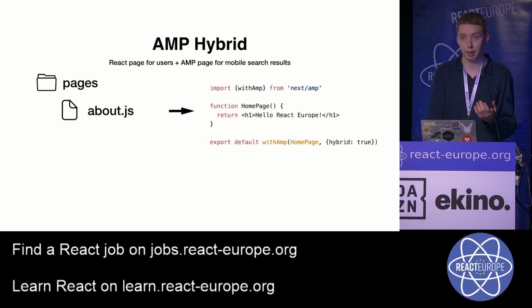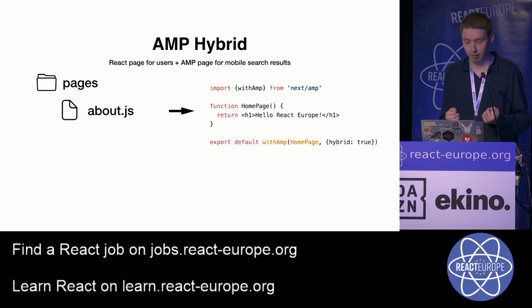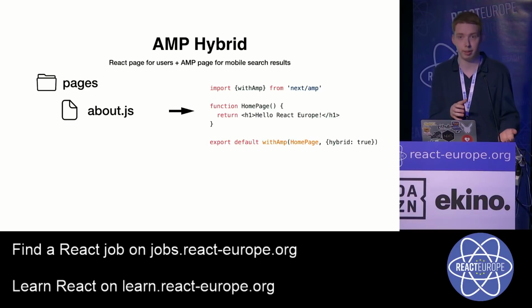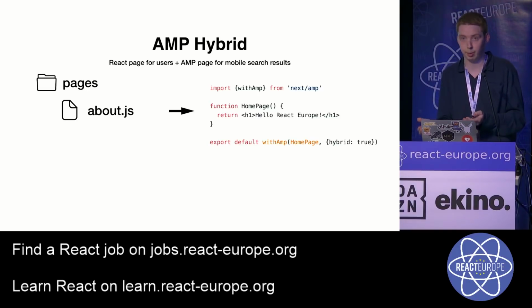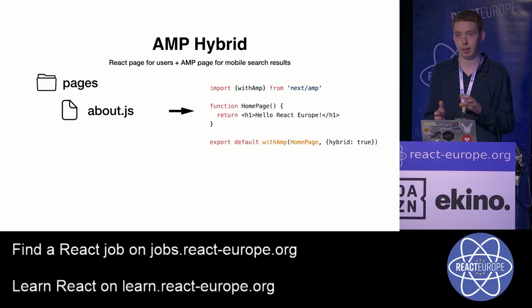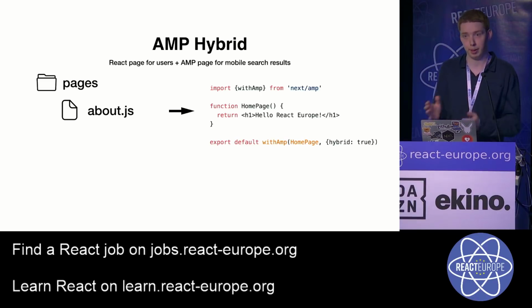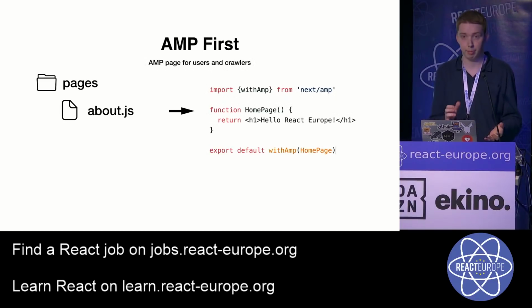So there's two ways to render AMP inside of Next.js. You create a normal page, and then you opt into AMP hybrid, which is you have a React page for your users and an AMP page for search engines and mobile web users. This is the way to do a hybrid app, so you have AMP plus your React app. However, there's also AMP first, which means that you build your whole page in AMP.